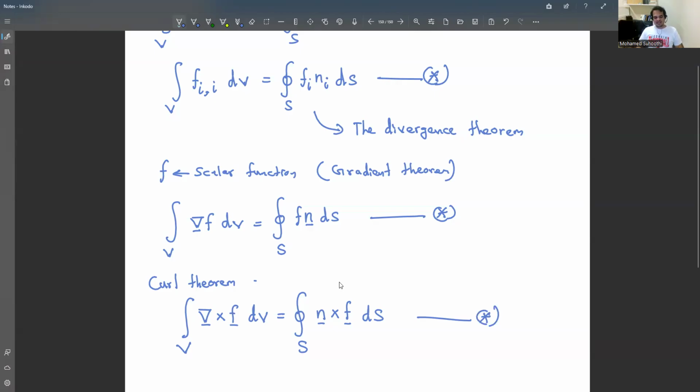So again, in all cases, the same approach. I also explained the physical meaning of the divergence theorem.